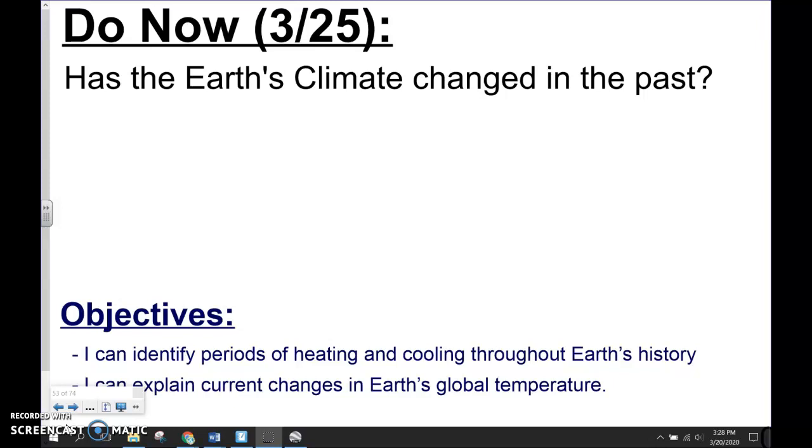Welcome to today's lesson. We're going to start off section 3 here today and start off with the question, has Earth's climate changed in the past?